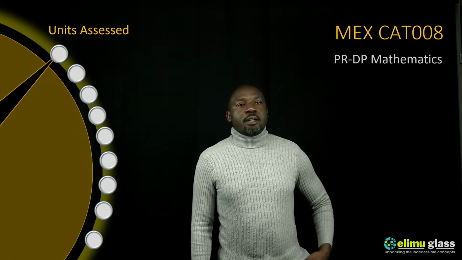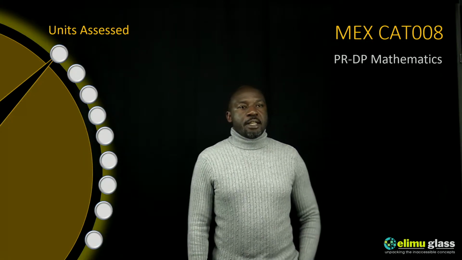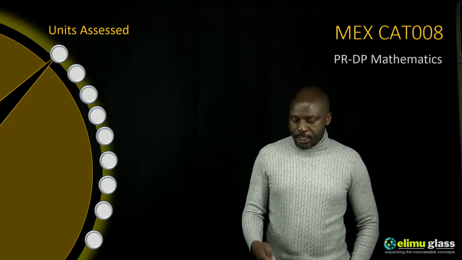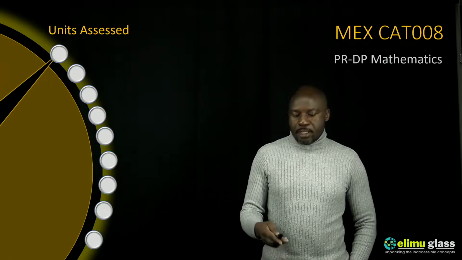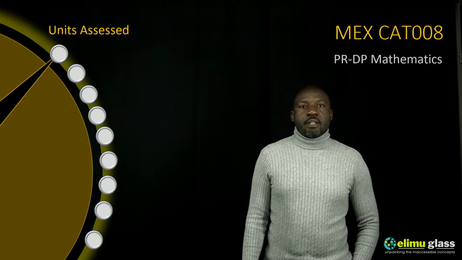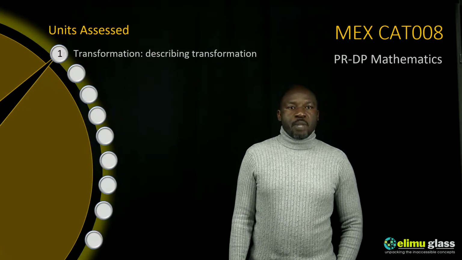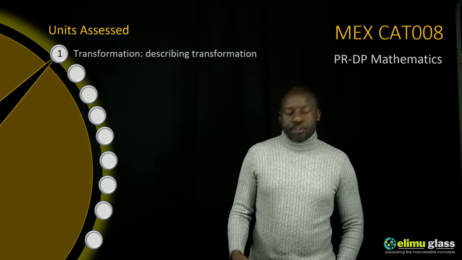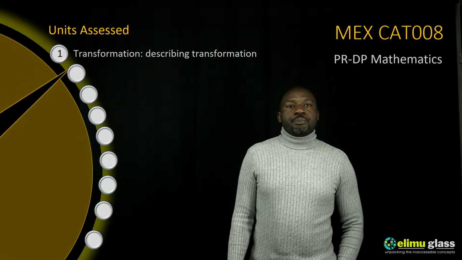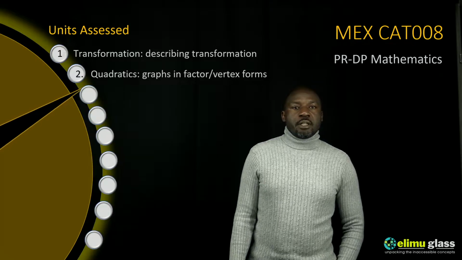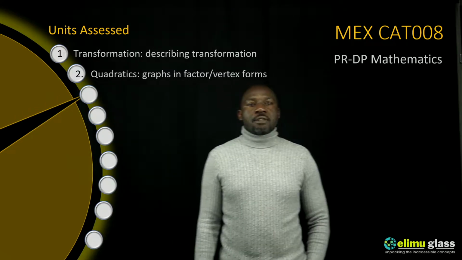Good morning, guys. In this video we are looking at the test questions from CAT 008. In this test we had the following questions. The first question was on transformation, describing transformation generally. Question 2 was on quadratic equations and graphs.